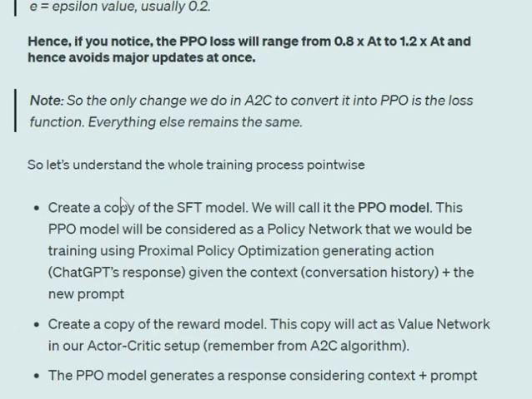So let's understand the final training loop that we have. So first of all, we will be creating a copy of the SFT model. We will call that the PPO model. Right, PPO basically stands for proximal policy optimization.